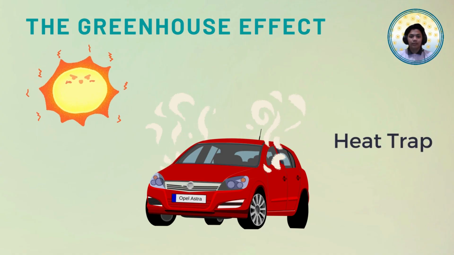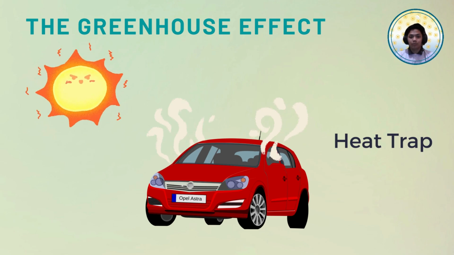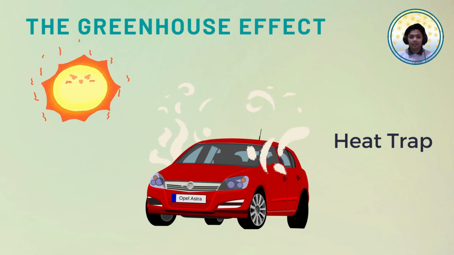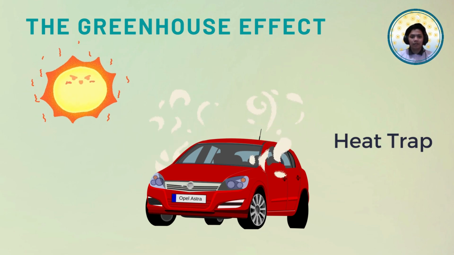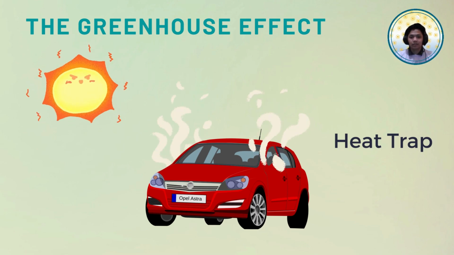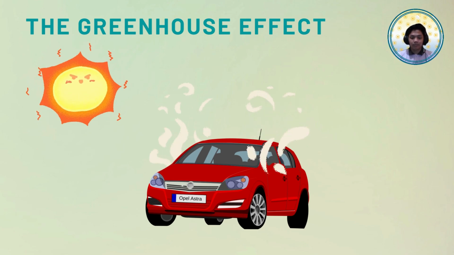Now that we know this, let us move on to the greenhouse effect. Let's begin with an example. Imagine a car exposed under the extreme heat of the sun. When you get inside the car, it is overwhelmingly hot. It is because the heat is trapped inside the car because of the glass.